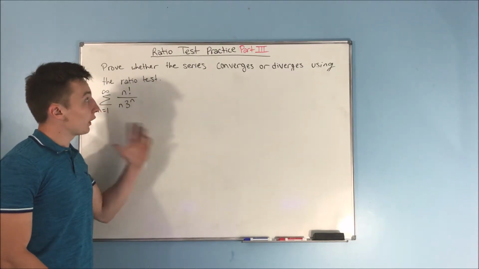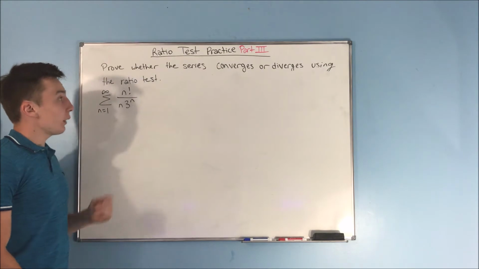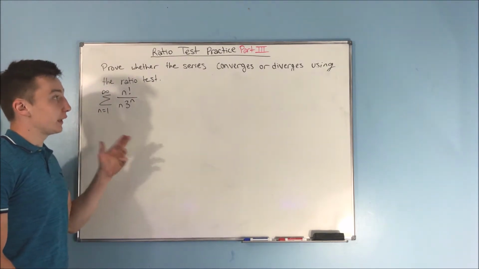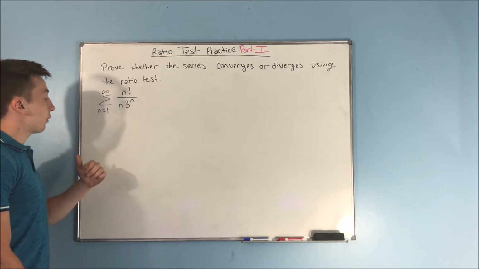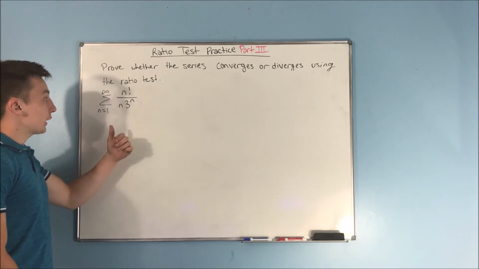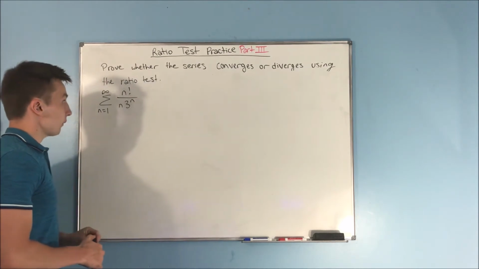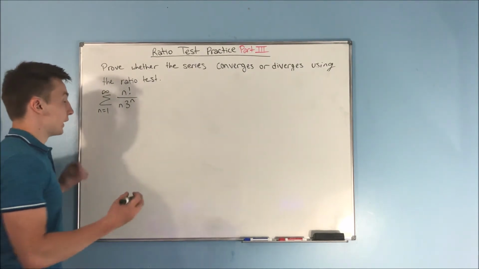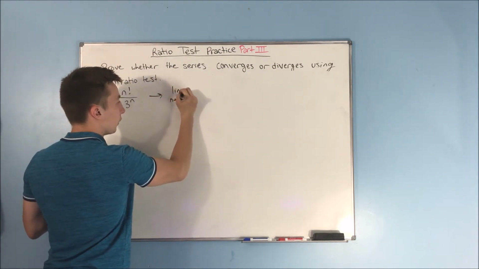Alright, so this video is going to be part 3 of our ratio test practice. Again, we want to prove whether the series converges or diverges using the ratio test, and here we have the sum from n equals 1 to infinity of n factorial over n times 3 to the n power. Okay, now, we set up our limit here. This should start to be familiar to you.